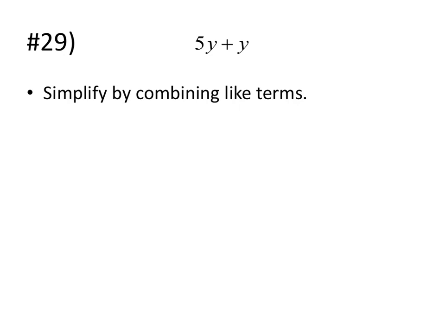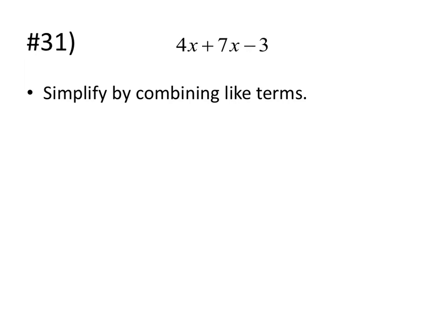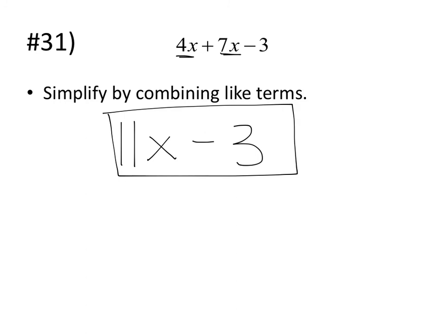Okay, simplify by combining like terms. So 5y plus y, that's the same as 5y plus 1y, which is 6y. 4x plus 7x minus 3. So 4x and 7x are like terms. So we're going to do 11x minus 3. You're going to stop right there because these are no longer like terms. 3 does not have an x on it, so you can no longer go any further than that.